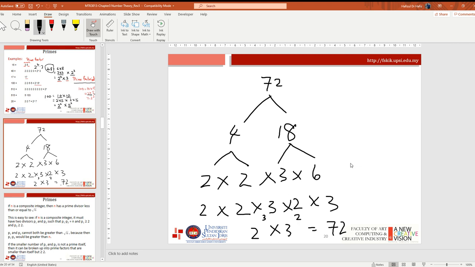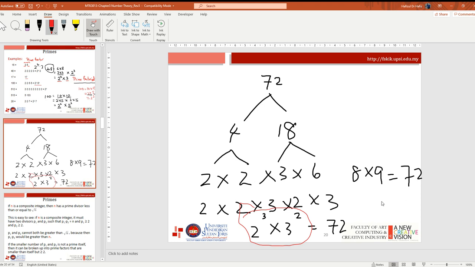Is it correct? 2 times 2 is 4, 4 times 2 is 8, 8 times 9 is 72. This is prime factorization. Is it okay? Boleh ke? Boleh.